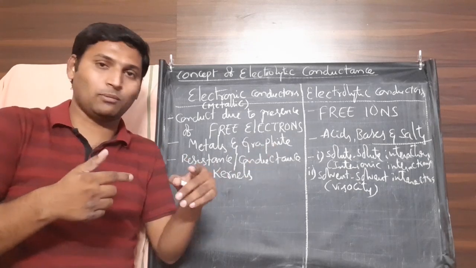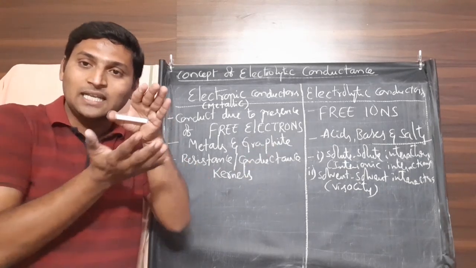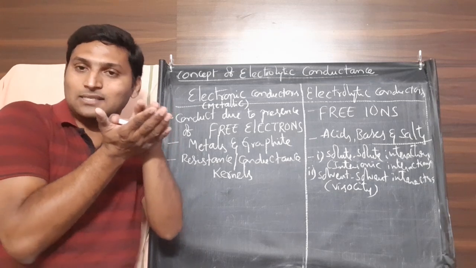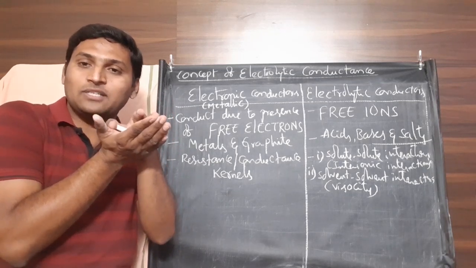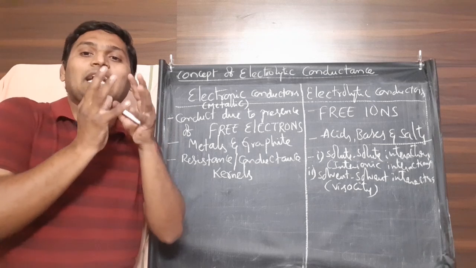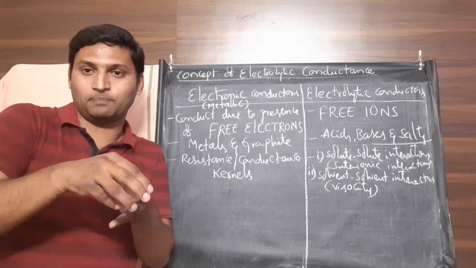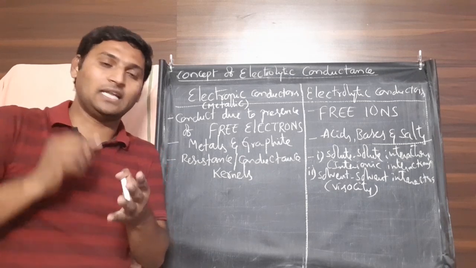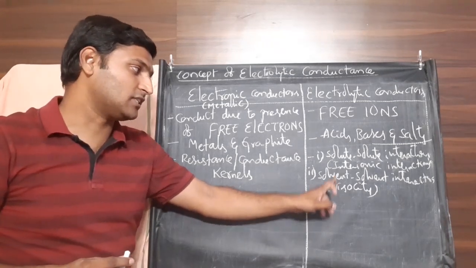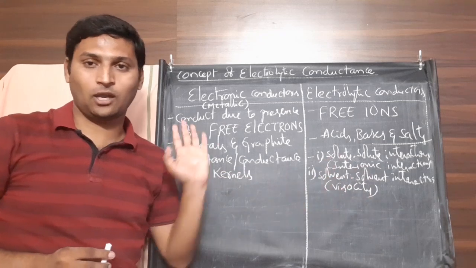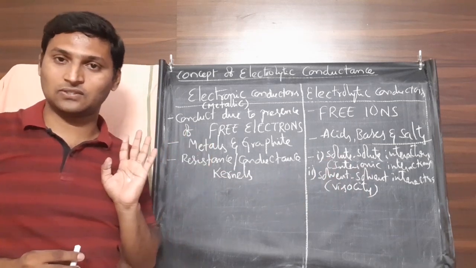I'll come to the second problem later. The first main problem is the interaction between solvent particles is stronger. When the interaction between solvent particles is stronger, it will be difficult for the ions to freely move in the solution. So ionic mobility will be reduced by that factor also. So viscosity of the solvent, which is otherwise called solvent-solvent interactions, increases the resistance.